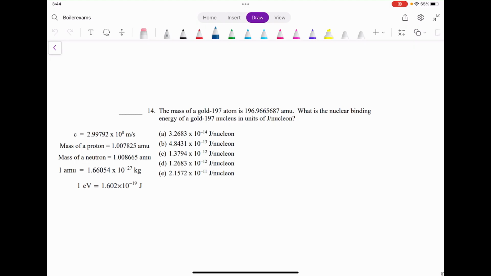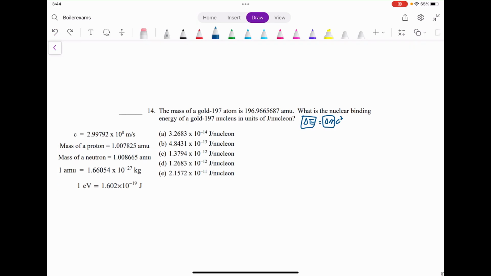14. The mass of a gold-197 atom is that AMU. What is the nuclear binding energy of a gold-197 nucleus in units of joules per nucleon? So as I mentioned earlier, we know that delta E is going to be related to delta M C squared. And we are looking for this delta E, and we're going to have to solve for that delta M, and then C squared is just a constant, and there might be a couple unit conversions we have to do, which I threw over here on the left.